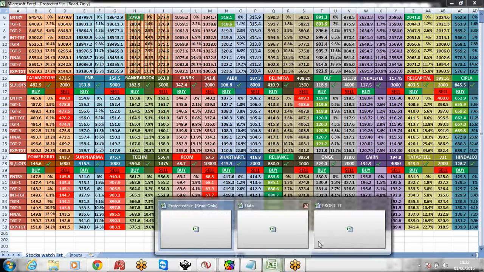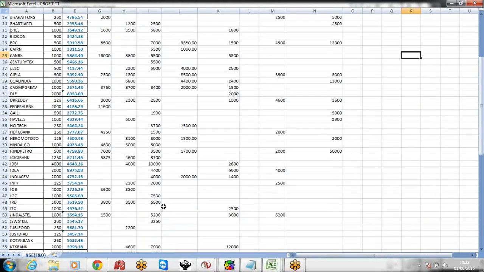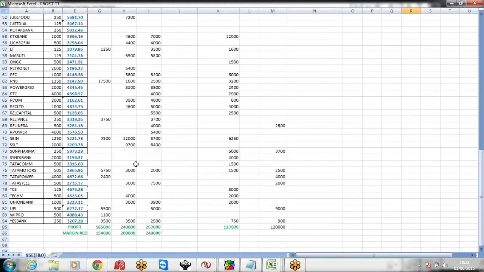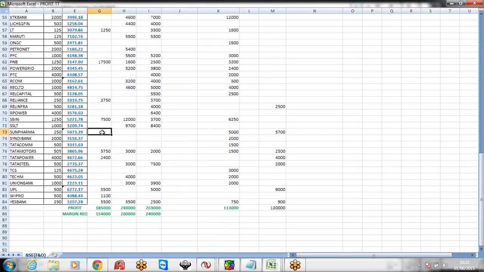So what is Sun Pharma lot? What is the intraday margin, you ask me. It's 5,900 rupees. So my investment is roughly 6,000. My profit is around 8,700 rupees. That's more than 100% returns. So I can exit on that.